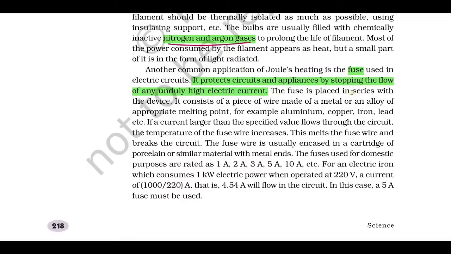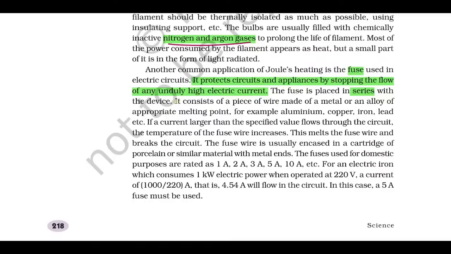Always the fuse is placed in series. How is the fuse placed in an electric circuit? It is placed in series. Students, it's taking time, but I am going into detail. You should try to make all these points.